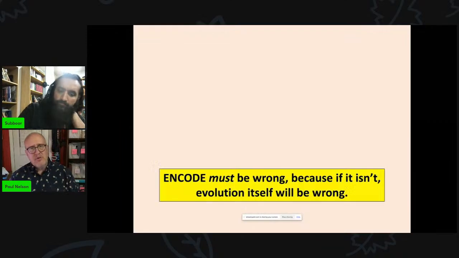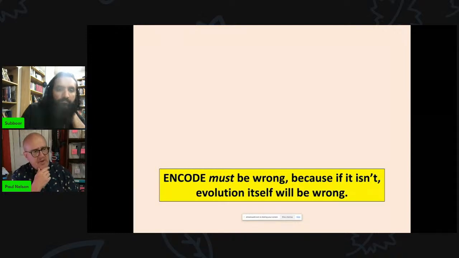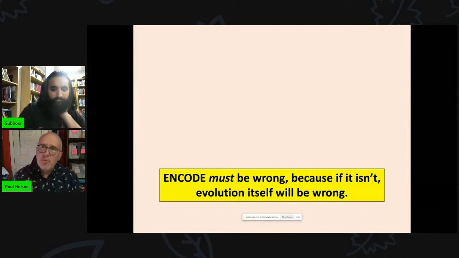The point can be generalized. Now, Grau is saying ENCODE, the initial claims of ENCODE, I believe the figure was 80%. In the initial publicity, they were saying, we think that 80% of the human genome has a functional role. Grau says, look, that has to be wrong. That 80% has to be wrong, because if it isn't, evolution itself will be wrong.